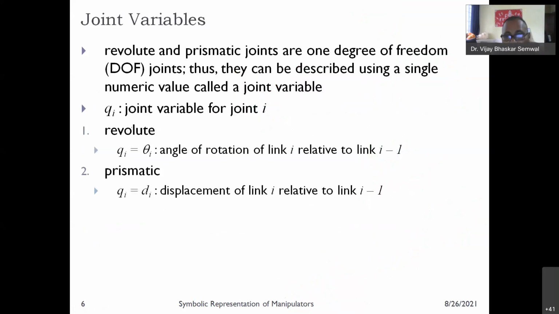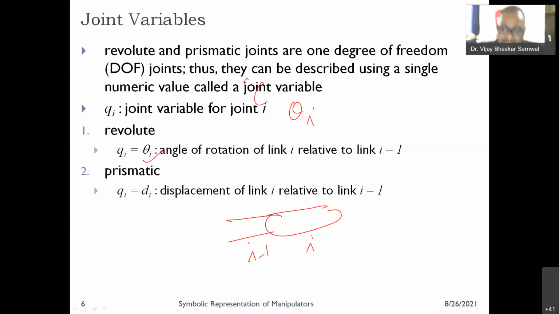Now I'm coming to the joint variable. As a joint is there, you have to define a joint variable. You will define a joint variable by either theta, alpha, phi, whatever. Revolute and prismatic joints have 1 degree of freedom each, so you will have multiple degrees of freedom, which can be described using a single numerical value for each joint. For joint i, I define it by qi or theta i. In the case of revolute joints, this qi is theta i, the angle of rotation of link i relative to i-1. For prismatic joints, I write di, which means displacement between i-1 and i. So joint i refers to the starting point.